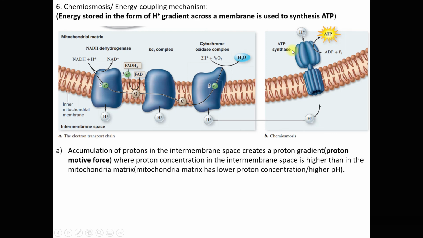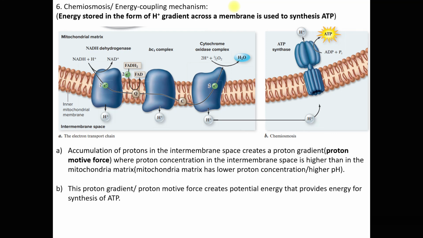So bila lower proton concentration maksudnya higher pH kan. Okay, higher pH means fewer hydrogen ions. Okay, the lower the pH, the more the number of protons or hydrogen ions. So this proton gradient, sebab sini punya concentration proton lebih tinggi daripada kawasan sini, right, which is the intermembrane space has higher concentration of protons compared with the mitochondrial matrix.